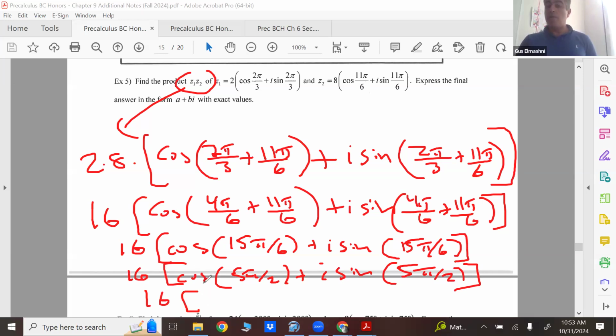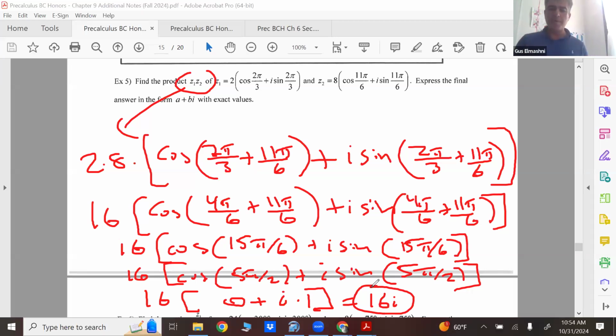Cosine 5 pi over 2 is 0 because you go around once and you finish at 90 degrees. And of course, sine is 1. Final answer: 16i.